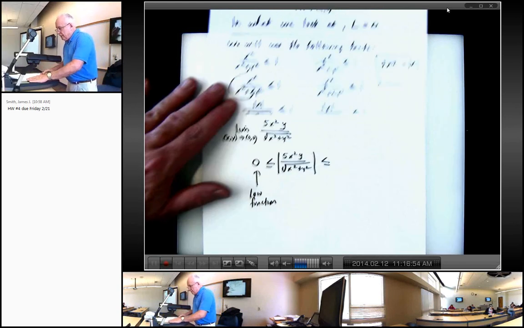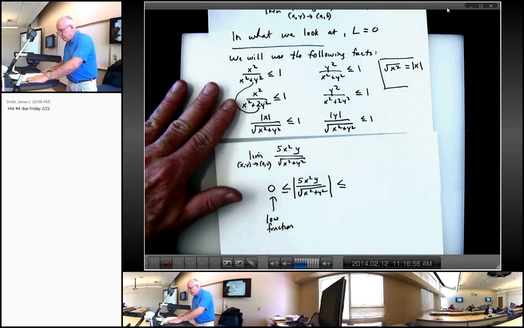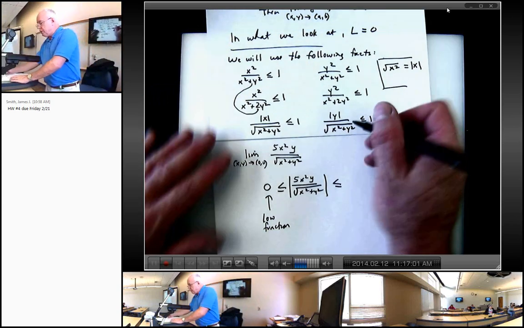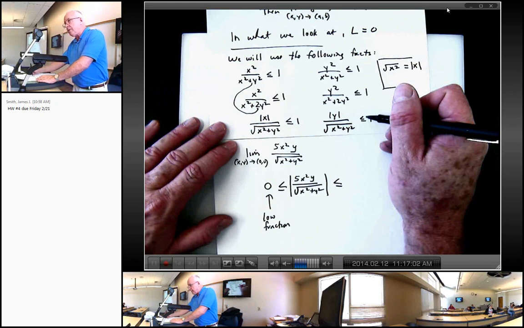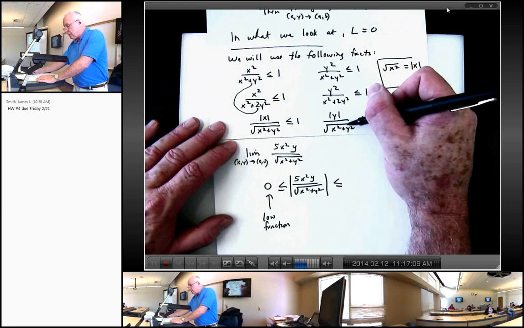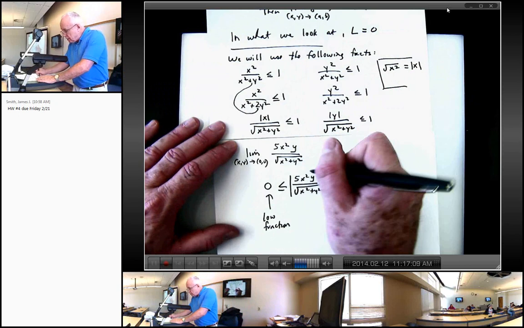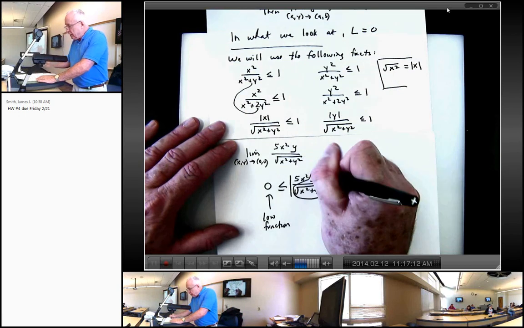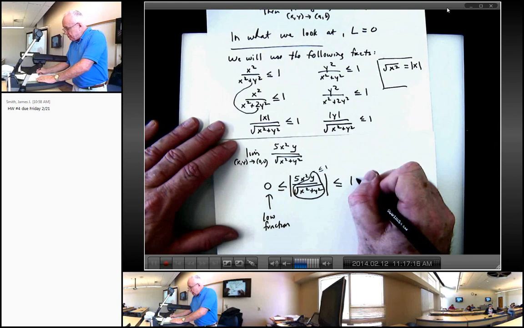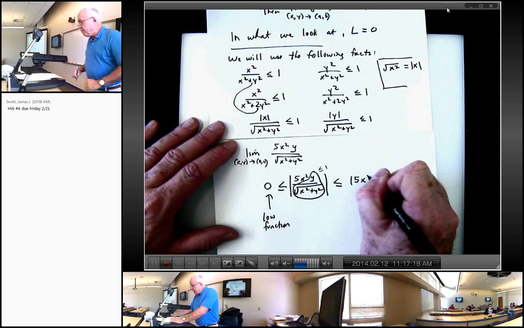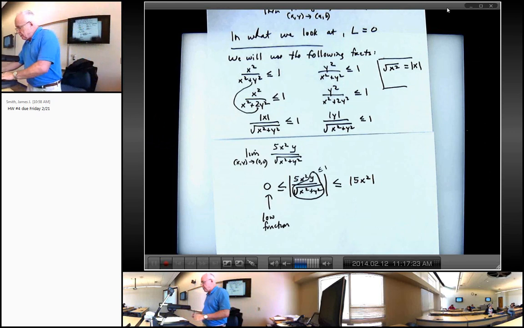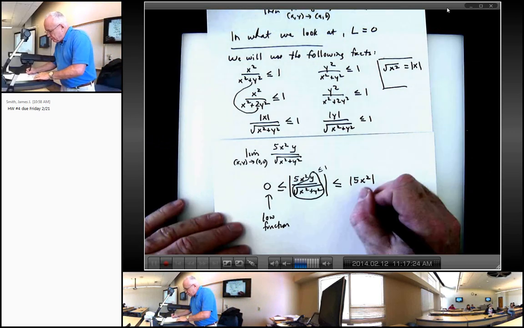Okay, this time around, we're going to use this particular inequality here, the absolute value of y over the square root of x squared plus y squared is less than or equal to 1. So this whole part right here is less than 1. Therefore, I can put as my high function the absolute value of 5x squared. Well, that's actually just 5x squared. So this is my high function.